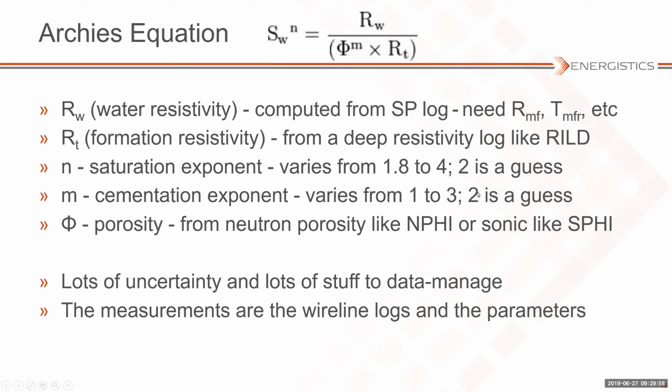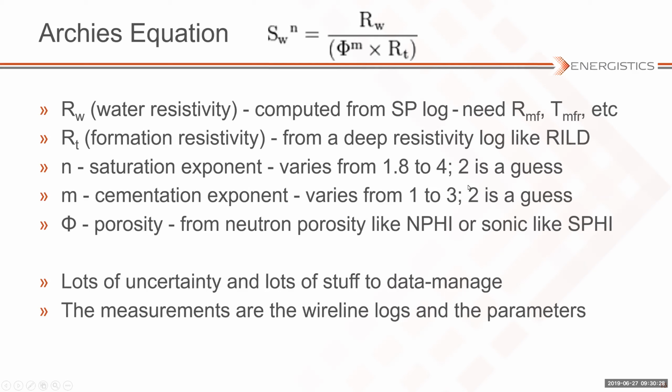Honestly, it's a guess, unless there's a lot of lab work in a particular field that those numbers are known to a higher accuracy. And then phi is the porosity, which typically comes from a neutron porosity like N phi. So there's a lot of data that goes into feeding this simple equation. And there's a lot of parameters, and you can see that some of them, there's a great deal of uncertainty associated with these exponents, for example.